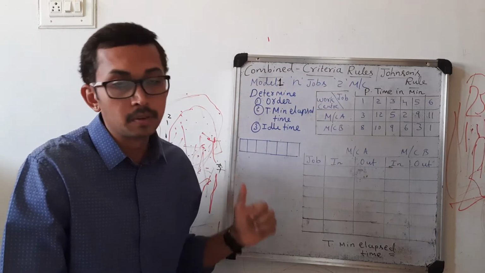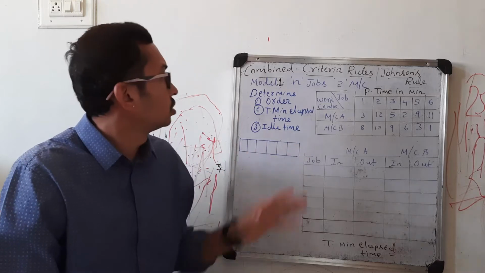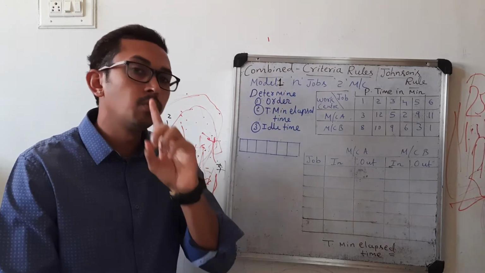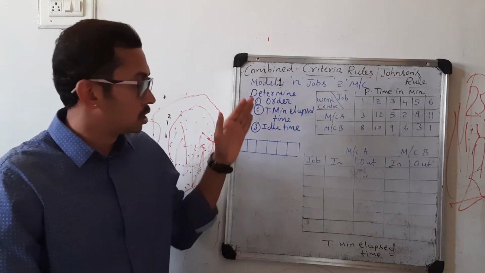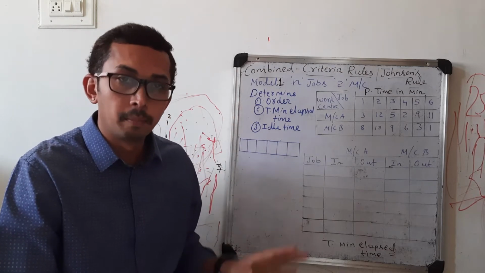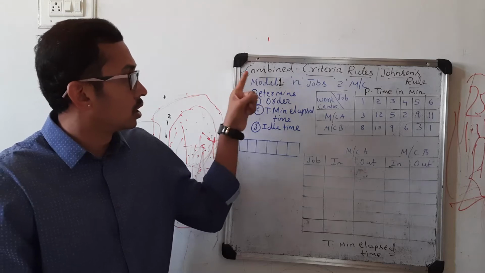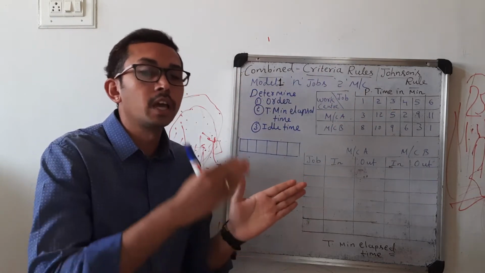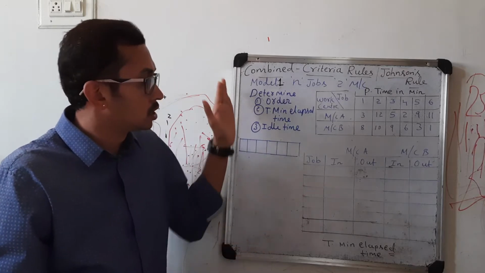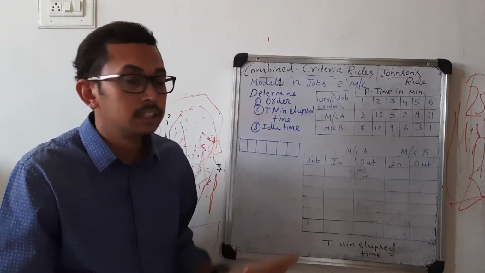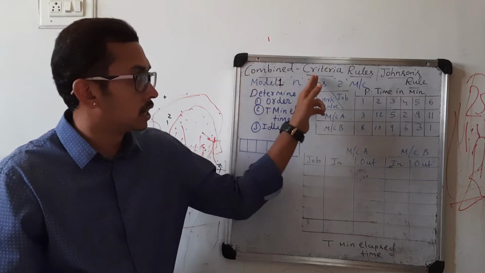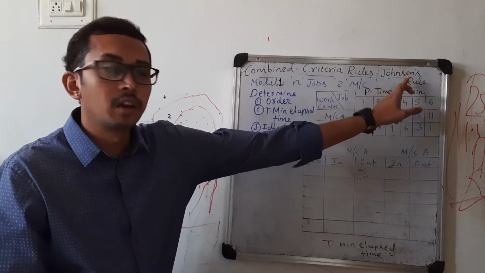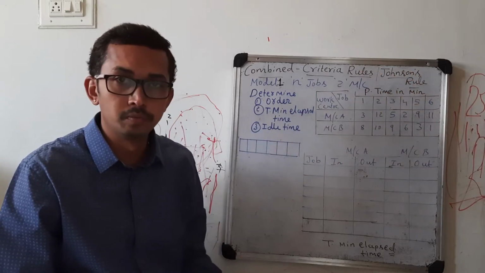In the previous class, we learned about single criterion rules, where only one criterion is used to do the sequencing of jobs. But here we are using combined criterion rules, so we are using more than one criterion to do the sequencing of jobs. Hence it is called combined criteria rules. Under that, today we are going to learn about Johnson's rule.